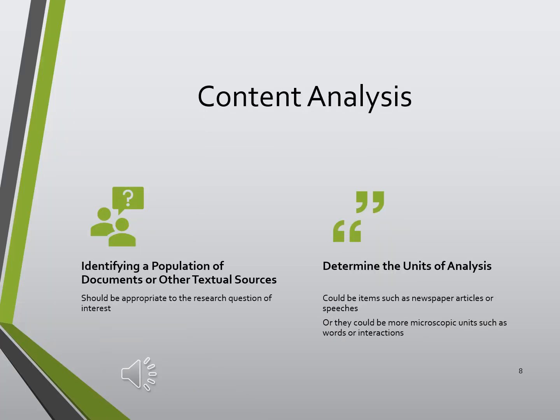So when we try and identify a population, we want to make sure that it's appropriate to the researcher's question of interest. So whether we're identifying a population through documents or any other textual sources, it should relate to the interest of the researcher. Determining the units of analysis, this could be something that we find in an article, a journal, a speech that was written, a diary that was found, anything like that.